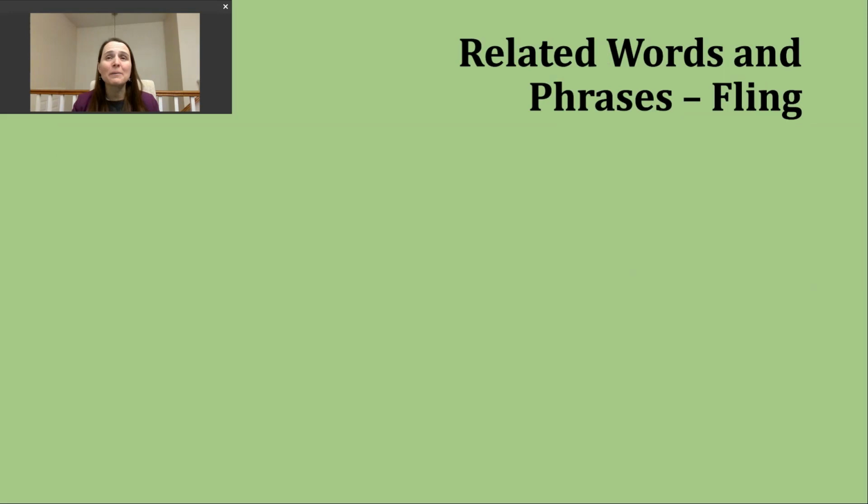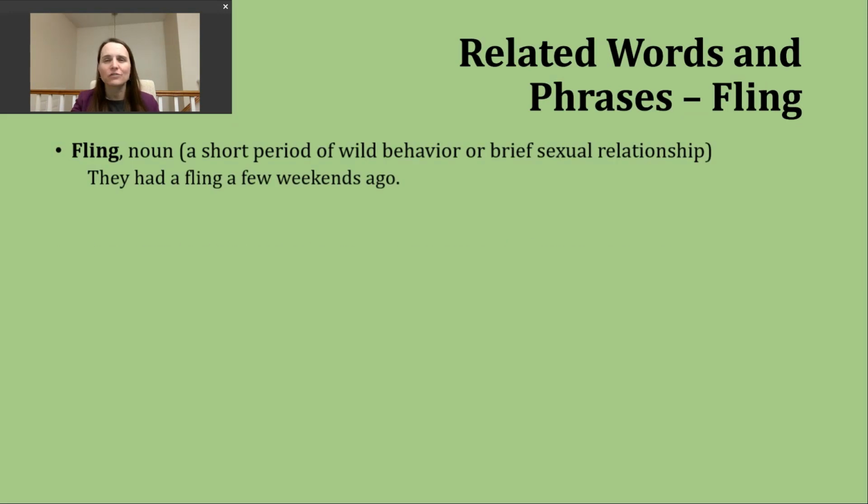Now, let's take a quick moment to look at one related word and one phrase related to fling. Sometimes you'll hear this same word, same spelling, fling, used as a noun. And when it's used as a noun, people many times are talking about a short period of wild behavior or even perhaps a brief sexual relationship with someone. So you might hear a little bit of gossip like, "They had a fling a few weekends ago." So you might ask for more details to know exactly what we're describing. But if it's a couple, you might be able to go to that second part of our definition.